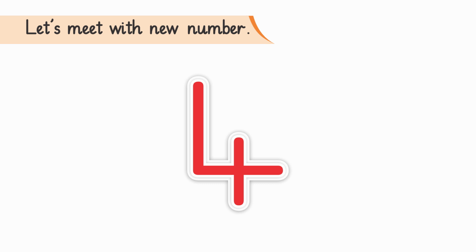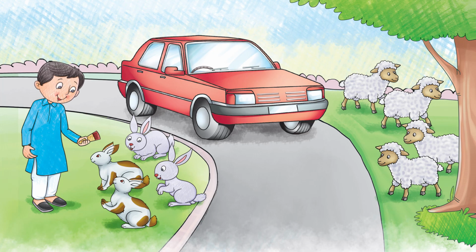Let's meet with the new number 4. 4 wheels of a car, 4 doors to open, 4 windows to see. Enjoy the 4-wheel ride. Look at the picture. There are 4 lambs and there are 4 rabbits.